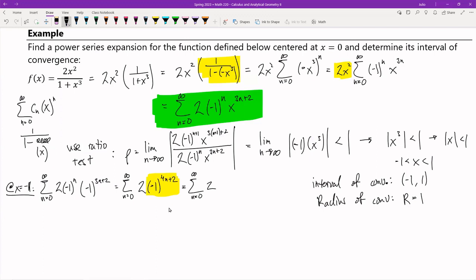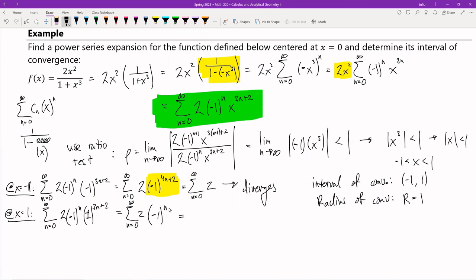So we get that summation. You take a look at this, it's going to be 2 plus 2 plus 2 plus 2 plus, obviously, diverges. Let's do the next one. Sum n equals 0 to infinity of 2 times negative 1 to the n times 1 to the 3n plus 2. The 1 to the 3n plus 2, that's 1 to some whatever power, and 1 to any power is still 1. So then this becomes just the sum n equals 0 to infinity of 2 times negative 1 to the n. So this is going to be a positive 2, minus 2, plus 2, minus 2, plus 2, minus 2. Guess what? That diverges.